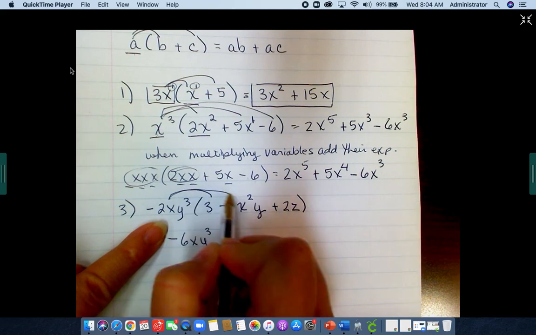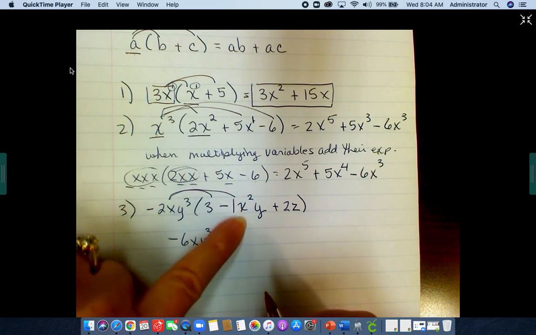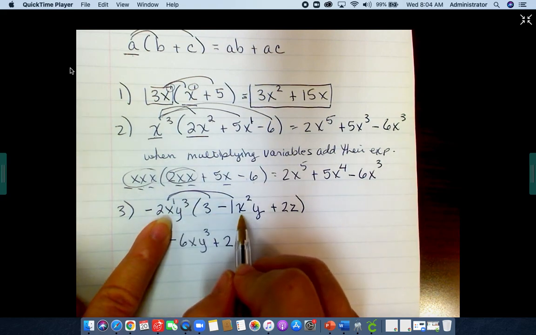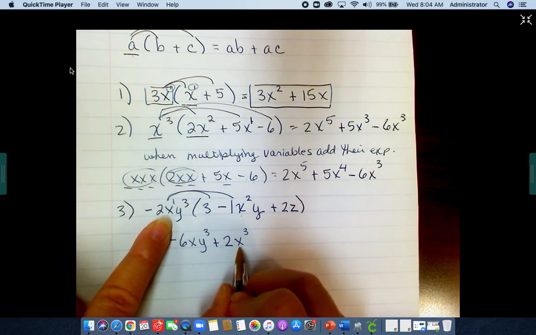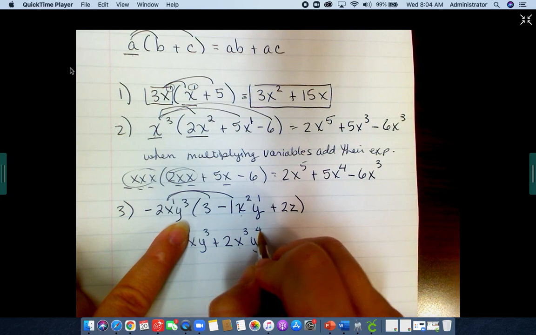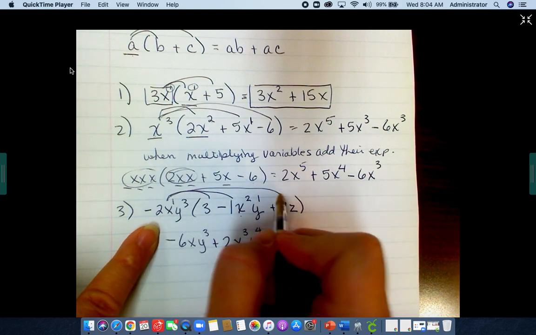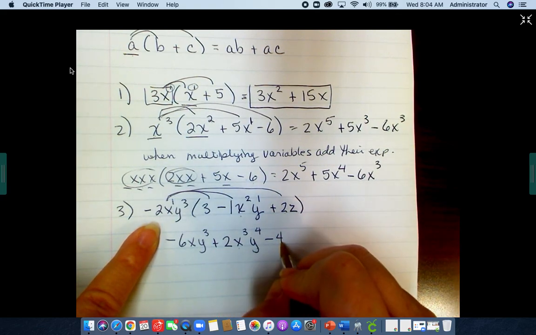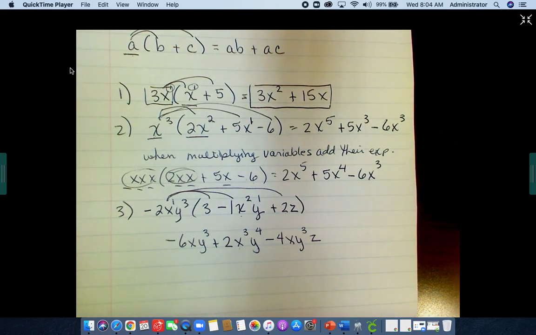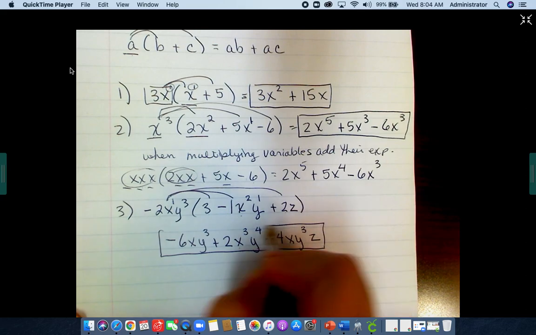A negative 2 times a negative, keep in mind, guys, there is an understood coefficient of 1 here. So a negative 2 times a negative 1 makes a positive 2. If I have x times x squared, that means I'm multiplying 3 x's together. And if I have y cubed times y to the first, I am multiplying 4 y's together. And then a negative 2 times a positive 2 is a negative 4. And sometimes we don't have anything to combine, but when we have multiple variables, we should put them in alphabetical order. So there's 3 examples just to remind you of the distributive property.